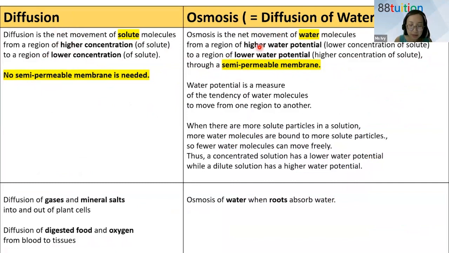Okay, now there's something called higher water potential and lower water potential. Instead of using water concentration, they use the word water potential. Just take note that when we have more things dissolved inside water, let's say you add more sugar in the water, the sugar will stick to the water. So if you add a lot of sugar, the sugar will bind and stick to a lot of the water molecules. Then there'll be fewer water molecules to move freely.